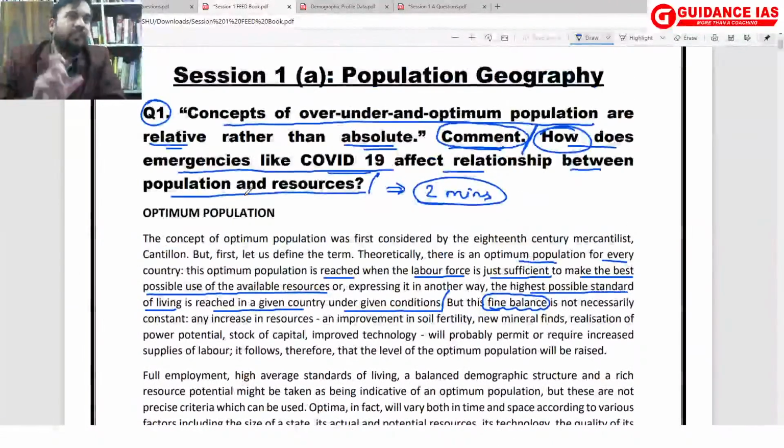Now coming to the second part. How do emergencies like COVID-19 affect the relationship between population and resources? So again, I am giving you 2 minutes for this second part. Think how you will be writing. You have got 2 minutes to think what you will be writing in the second part. How do emergencies like COVID-19 affect the relationship between the population and resources?